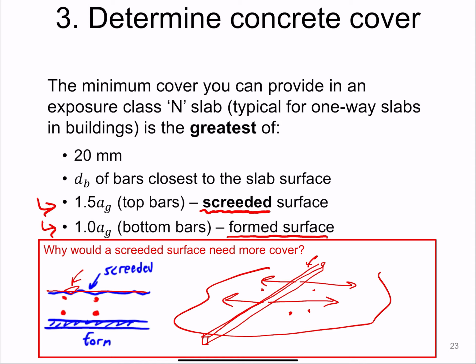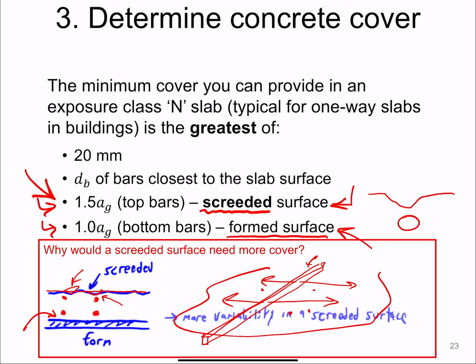You remove this, and then you end up having a bump or a small valley on your screeded surface. Sometimes that valley gets too close to one of the rivers. So that is why for top bars in screeded surfaces, anticipating that you may have a valley close to a river, you're going to have to increase the clear cover. You don't have that requirement for the bottom of the slab, because this has a nice flat form, so there is no possibility of getting a valley there.